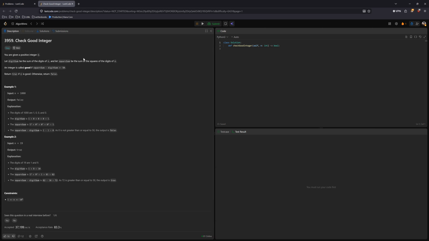You are given a positive integer n. Let digit sum be the sum of the digits of n. Then let square sum be the sum of the squares of the digits of n. An integer is called a good integer if square sum minus digit sum is greater than or equal to 50. Okay.